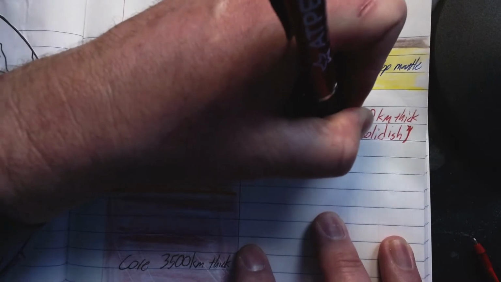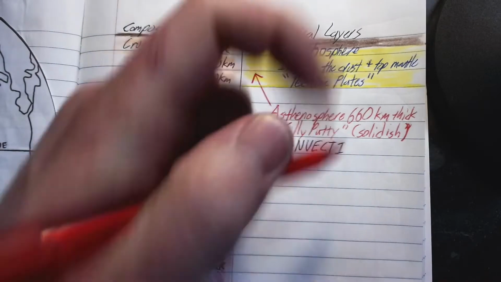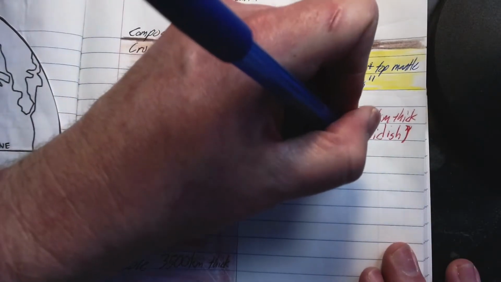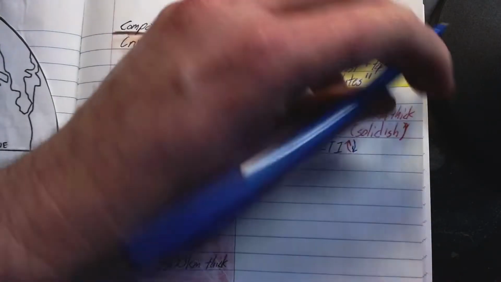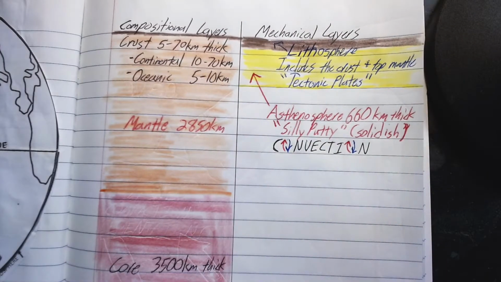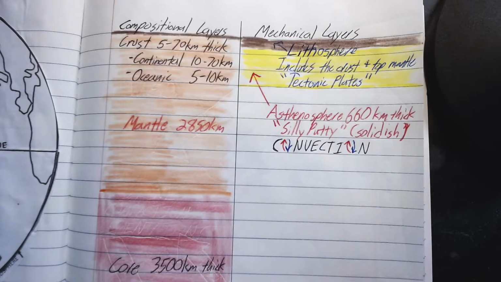Wait, I have a question. What's your question? So you know how there's the core at the bottom of the earth, right? Does heat come from the bottom of the earth too? Yeah. From the center of the earth. Well, that's pretty good. So the asthenosphere has convection.